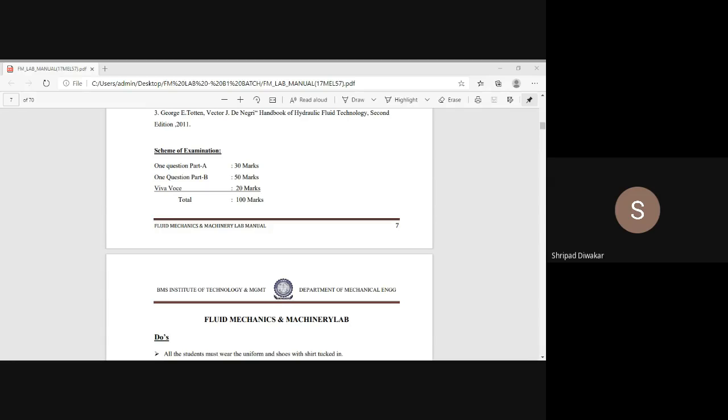In the lab record, all of you have to write the aim and apparatus, everything, on the right side of your lab record, and you have to write the sketch, observation, tabular column, everything on the left side of your lab record. Please remember.